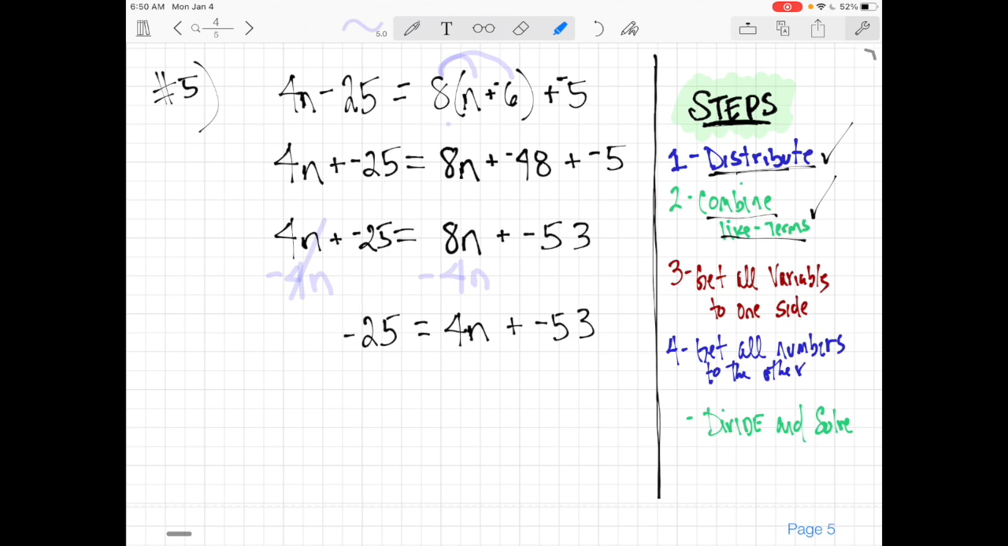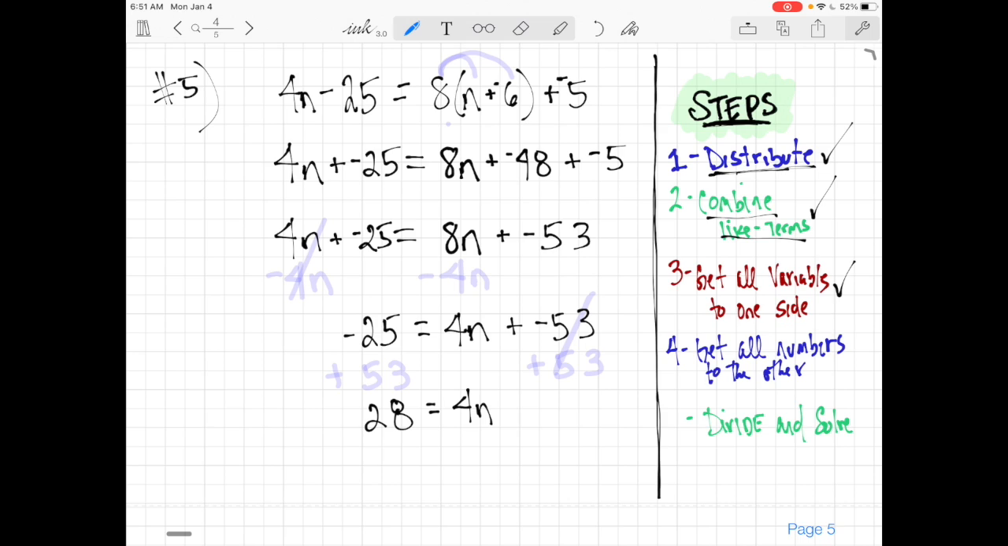So now that I've moved the n's to one side, now I've got to move the numbers to the other side. So this negative 53 has to move to this side. So the way I'm going to do that is I'm going to say, well, what's the opposite of negative 53? That's positive 53, so I'm going to add 53 to both sides. So negative 53, positive 53 cancels out, leaves us with 4n equals, this is a tough one to do for me, it's going to give us 28.